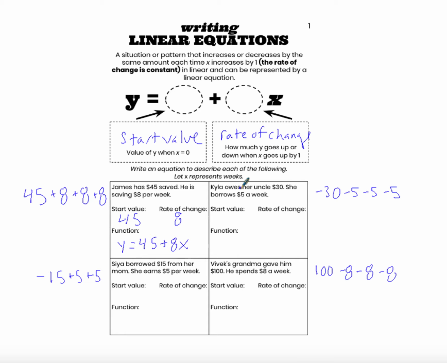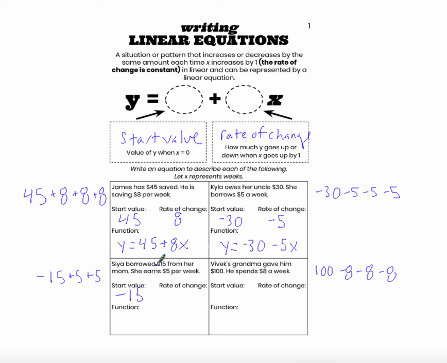Either is fine. For Kyla, she owes $30, so she has negative $30, and then she subtracts 5 every week, so we're having repeated subtraction. That means our equation is going to be negative 30, so to start with she has negative $30, and then each week she subtracts $5 more. So after the first week she has negative 30 minus 5, negative 35. After the second week she has negative 30 minus 5 minus 5, which is the same as negative 30 minus 2 times 5, etc.